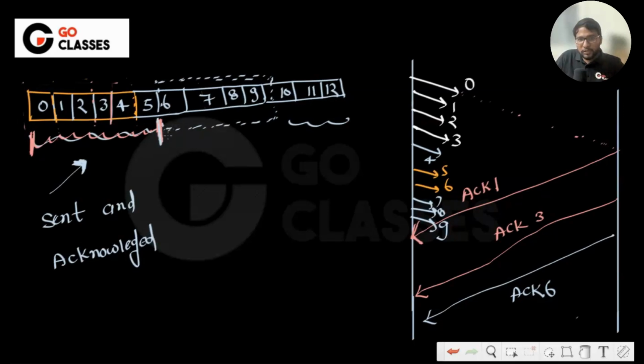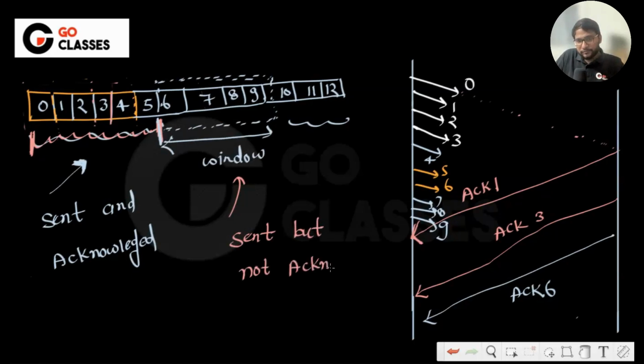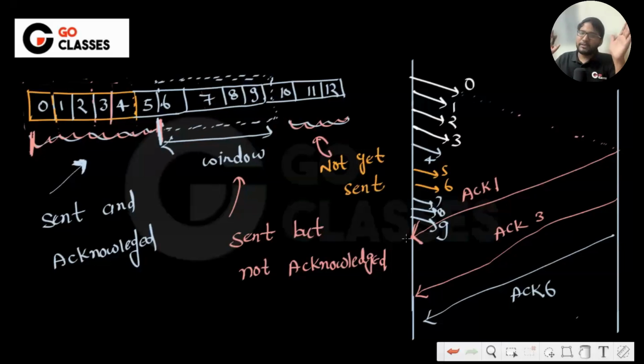What about the status of this window? This is the window, right? Are they sent? So they are sent. Yes, they are in flight. Sent but not acknowledged. What about this? They are not yet sent, right? Not yet sent. Understood? Okay, it's very, very simple.